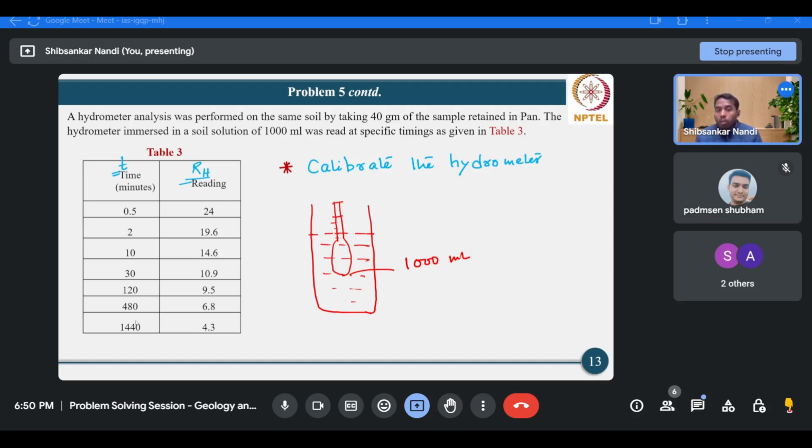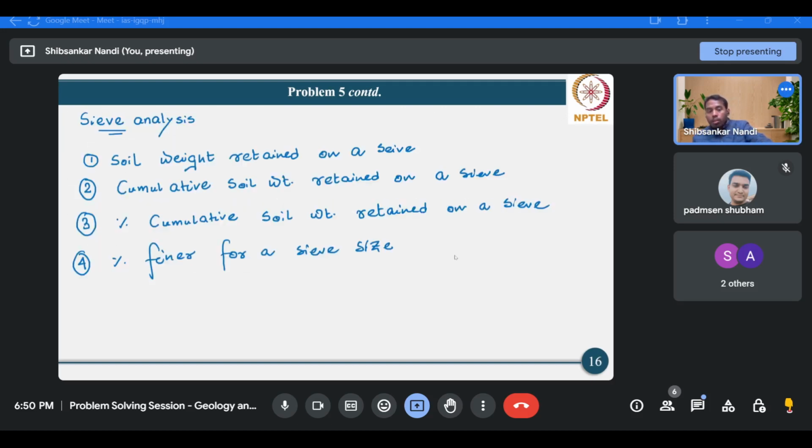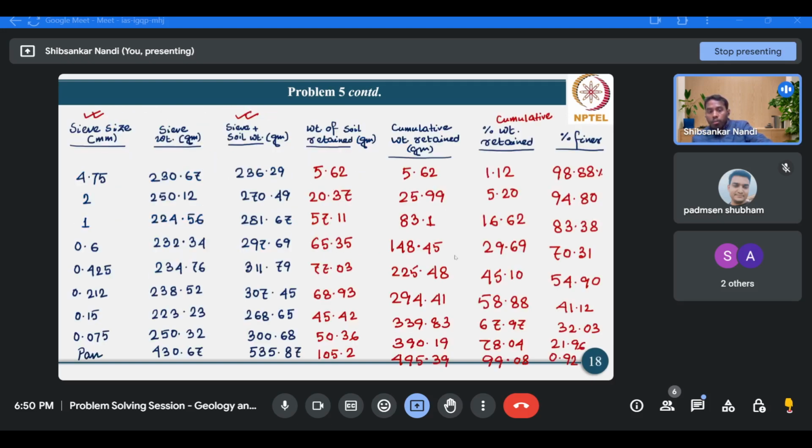Now for that we first of all need to do a calibration of the hydrometer, because this calibration will help you in getting the effective depth of the hydrometer related to a specific time window. Suppose we are interested to get the effective depth of the hydrometer at time 2 minutes, then how can we determine it? This calibration will help you for that part. We'll see how.